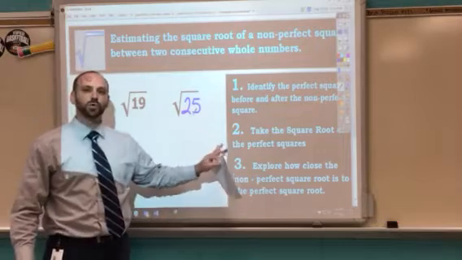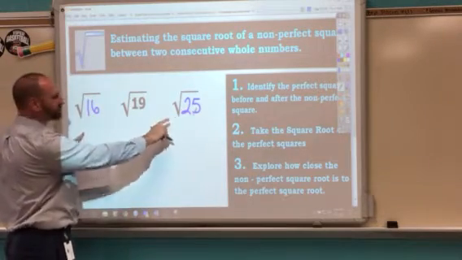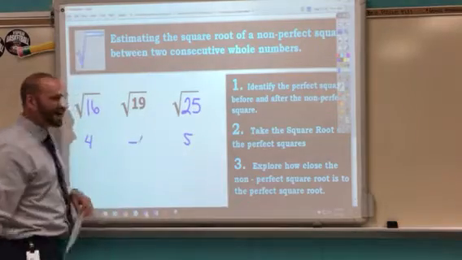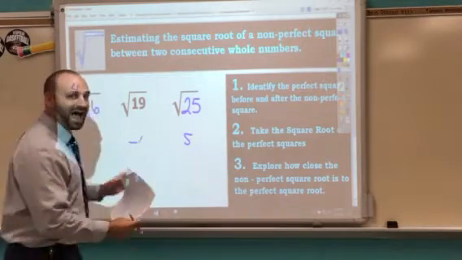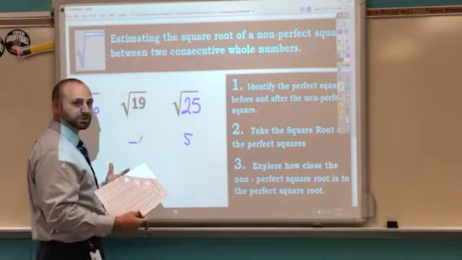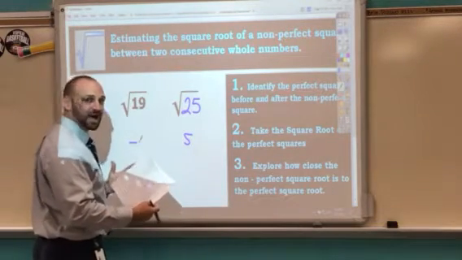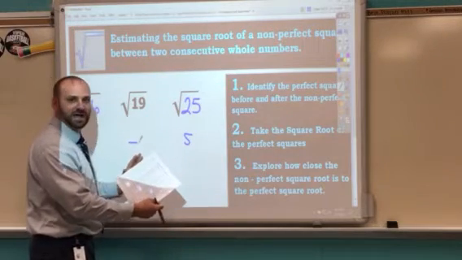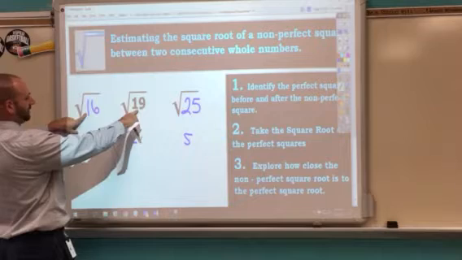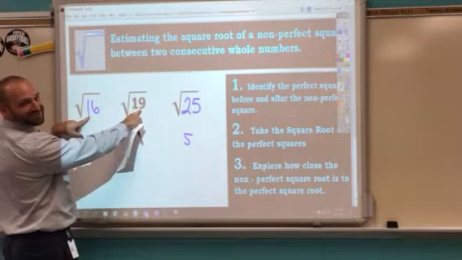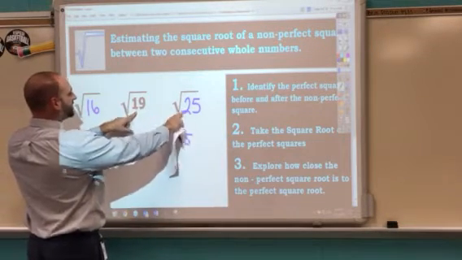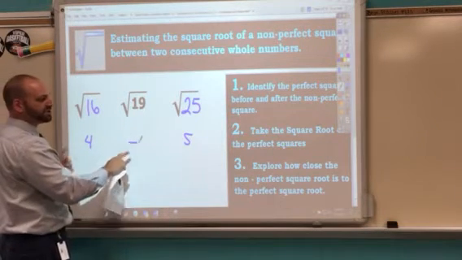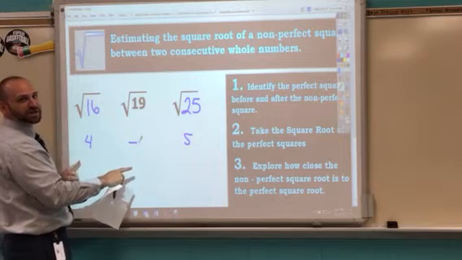Step 2, I'm going to take the square root of these two perfect squares. Now, I can explore and guess how close I think the square root of 19 is. Is it closer to 4 or is it closer to 5? If we look here, the difference between 19 and 16 is 3. The difference here is 6. So I would say this is going to be closer to 4 than it is 5. So this is an example of estimating between two consecutive whole numbers.